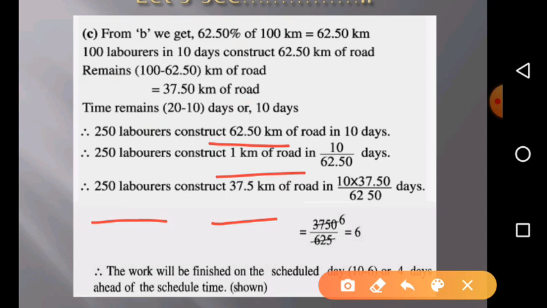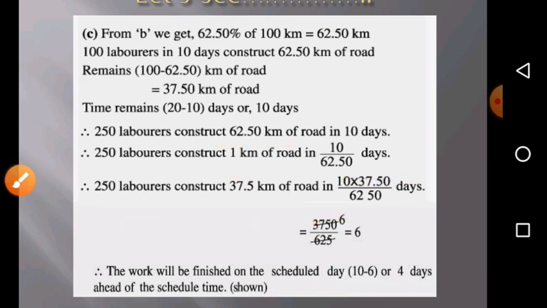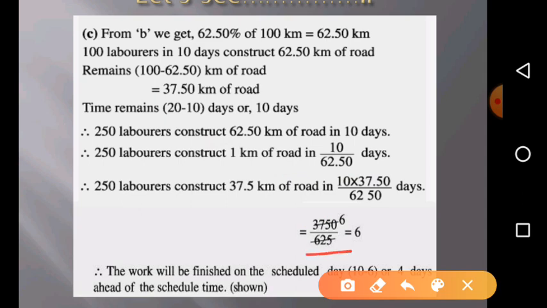After multiplying this we will get 3,750. After this we will get 625. After removing the point we will get this. After calculating and dividing it, we will get 6.